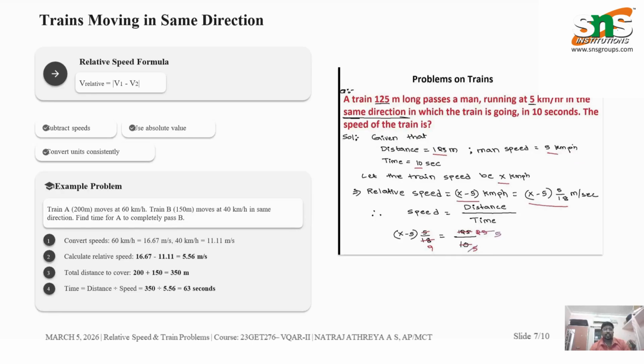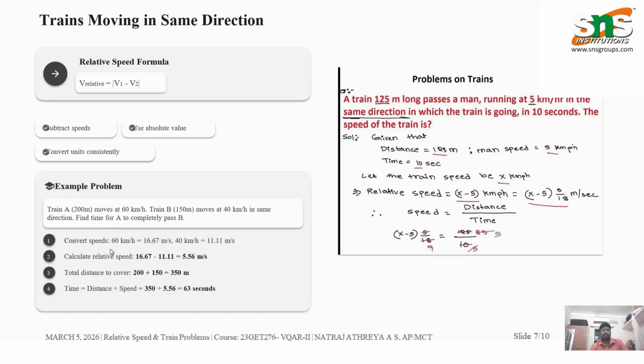So, trains moving in the same direction. The relative speed formula is V relative is equal to V1 minus V2. So we'll see a problem using that. Train A is 200 meters and moves at 60 kilometer per hour, and train B, which is 150 meters, moves at 40 kilometer per hour. These two are traveling in the same direction. We should find the time for A to completely pass B.